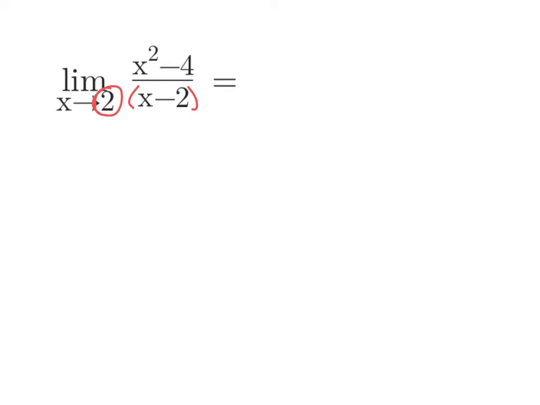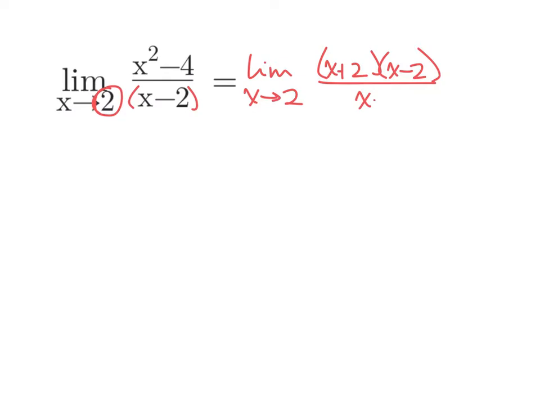However, take a closer look. When we look at our numerator, x squared minus 4, we know that that is factorable into x plus 2 and x minus 2. We still have x minus 2 in the denominator. Since we have a common factor of x minus 2 in the numerator and denominator, they're going to cancel each other out. And we'll be left with the limit as x approaches 2 of x plus 2.